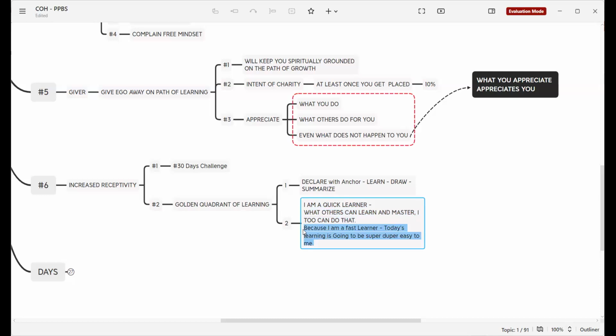One more time, loud and clear with the anchor. 1, 2, 3 and clap and repeat. Because I'm a fast learner, today's learning is going to be super duper easy to me. Yes, it is going to be, because you said so.